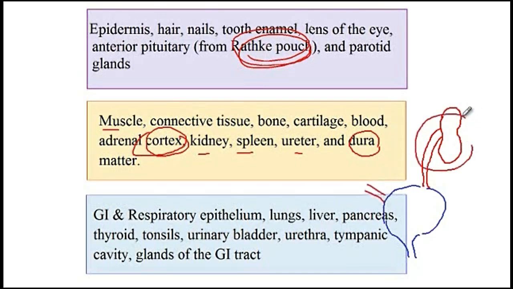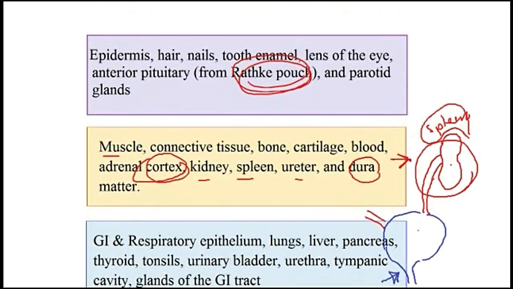So the upper structures, which are kidney and the ureter, are derived from the mesoderm, versus the lower structures, which is the bladder and urethra, are derived from the endoderm. And if you like to add another point to it, you could say that spleen is right here, and thus spleen is also derived from the mesoderm.